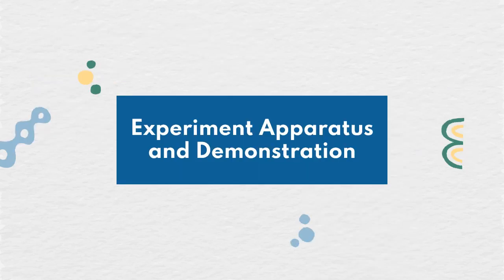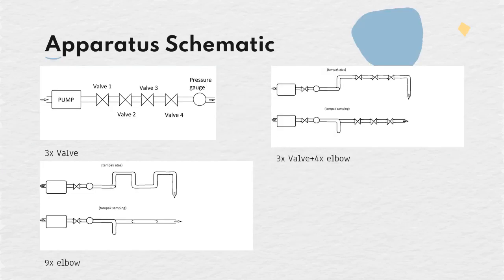Now moving on to the experiment apparatus and the demonstration. As you can see here, this is the schematic of the apparatus. The first one uses 3 valves as the accessory. The second one uses 9 elbows as the accessory. The third one uses 3 valves and 4 elbows as the accessory. Mind you, the elbows here are 90-degree elbows and the valves here are ball valves. All of these accessories will make up for the minor head loss which we will be observing.